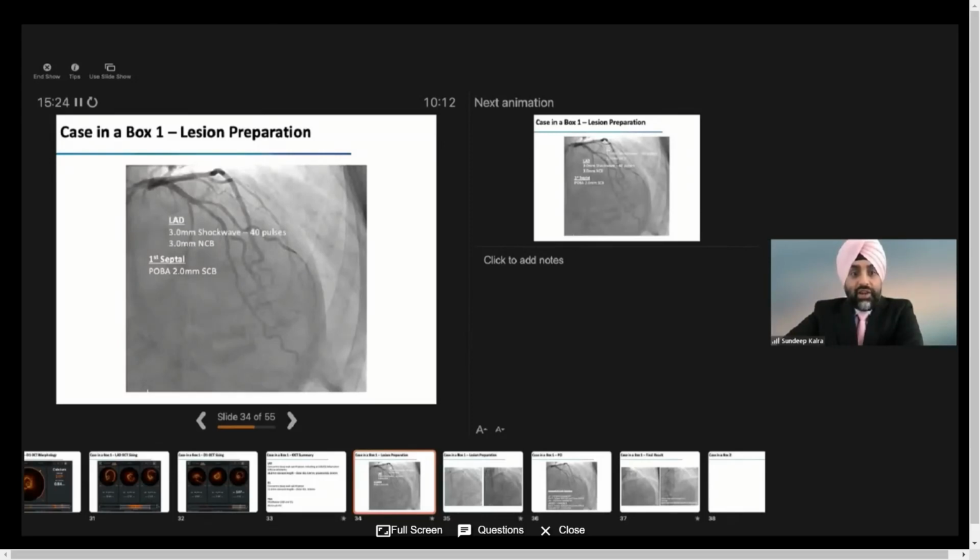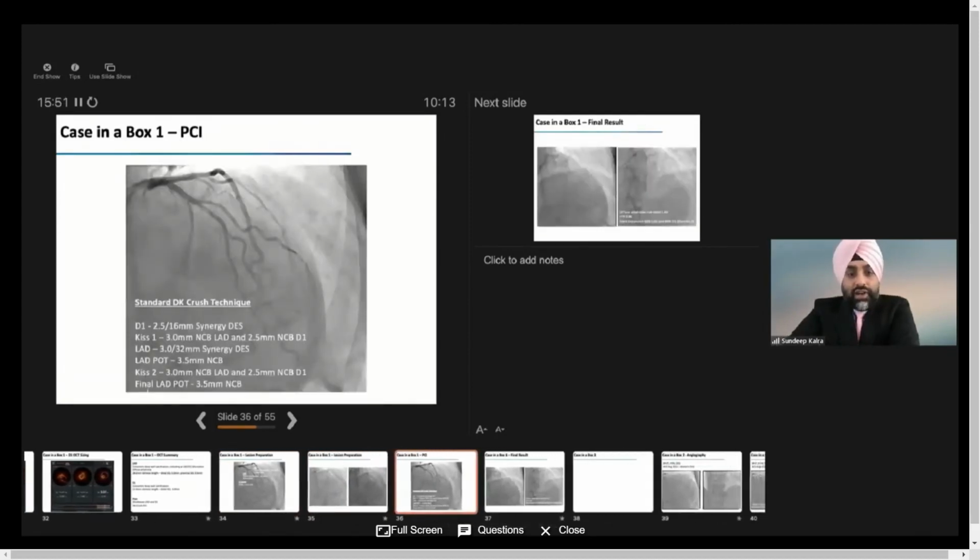The LAD I treated with a 3 millimeter shockwave balloon, deploying 40 pulses and then expanding with a 3.0 millimeter non-compliant balloon, and got good angiographic expansion in this area. The first diagonal, again, was treated with a 2.5 millimeter shockwave balloon at 30 pulses, and pre-dilated with a 2.5 millimeter non-compliant balloon, again achieving good angiographic expansion here.